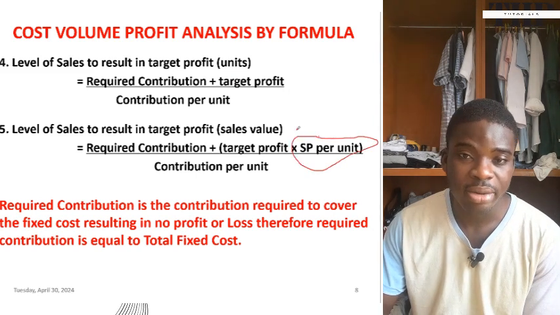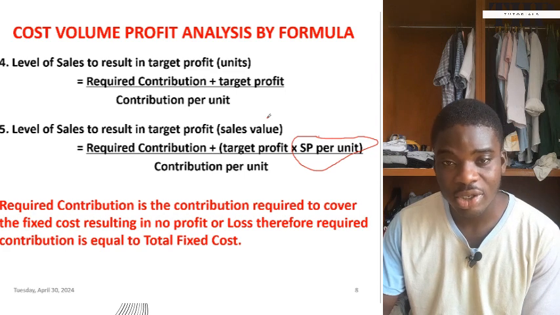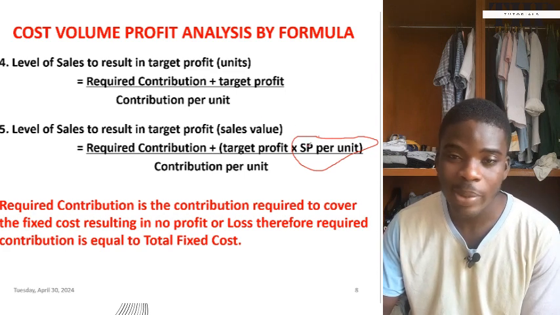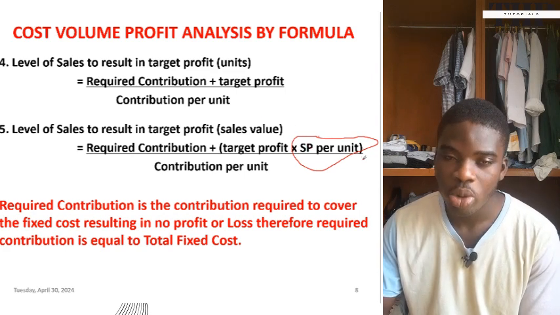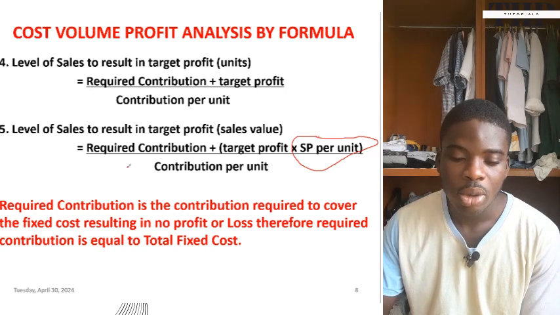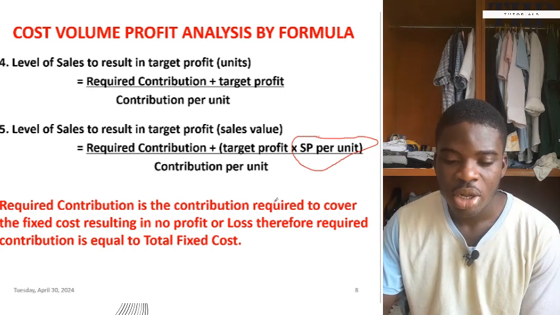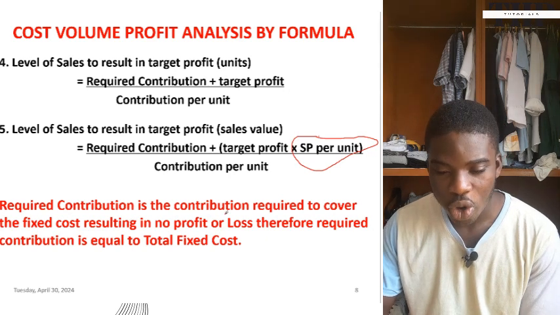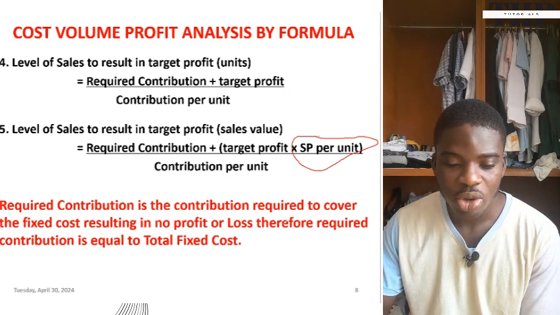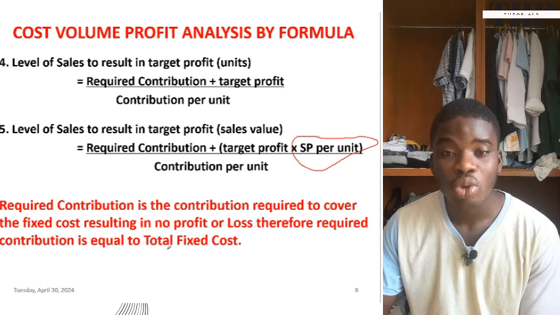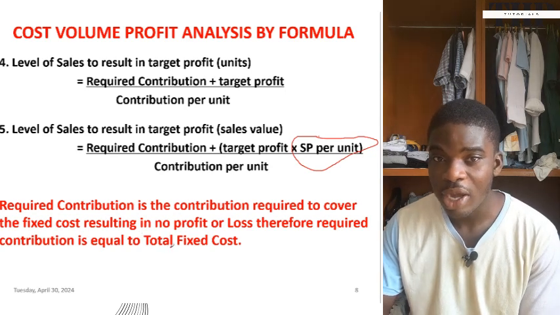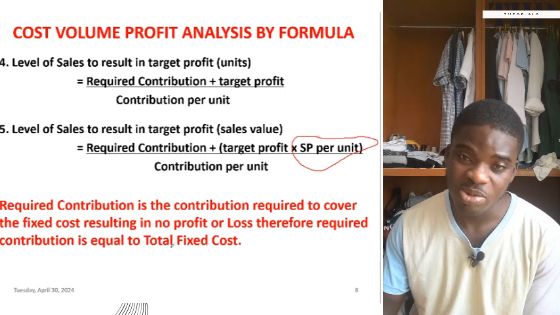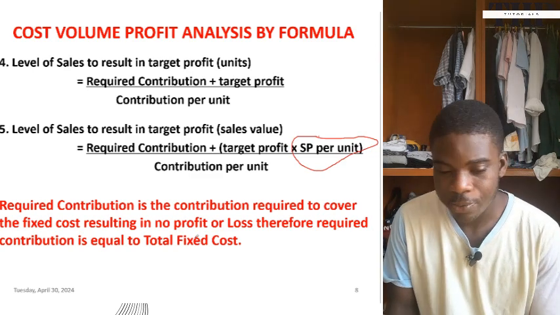That's how we found the break-even point in sales value too, right? So you just multiply that by the selling price per unit and you're good to go. Now, required contribution is the contribution required to cover the fixed cost, resulting in no profit or loss. Therefore, required contribution is equal to total fixed cost, right?